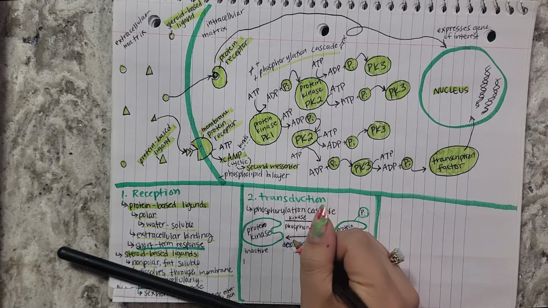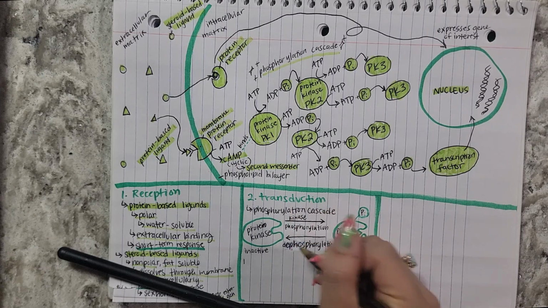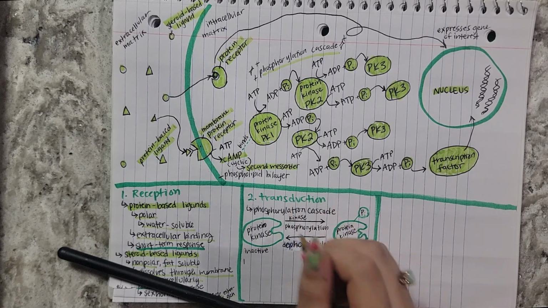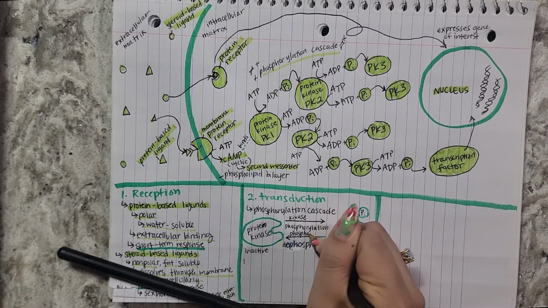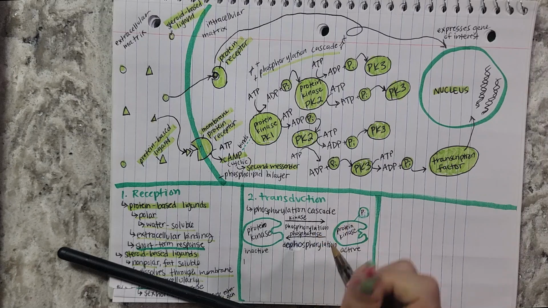And there's also a type of enzyme that dephosphorylates things. That's called a phosphatase, which is kind of nice because it has phosph in the name.